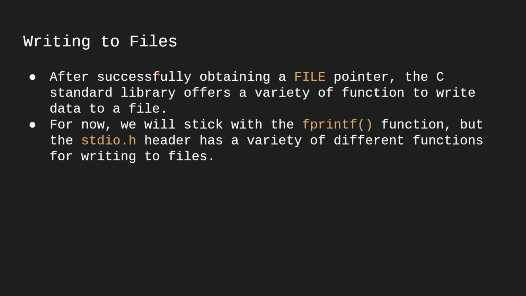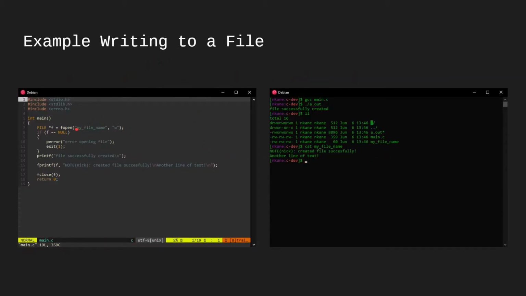So we've now created files. Now we want to write to them. After successfully obtaining a file pointer, there's a variety of ways that we can read, write, and do all types of things that I've been talking about within this lecture. For now, we're going to stick with the basic fprintf function. This is also declared in the stdio header. So here is an example of us actually writing to a particular file.